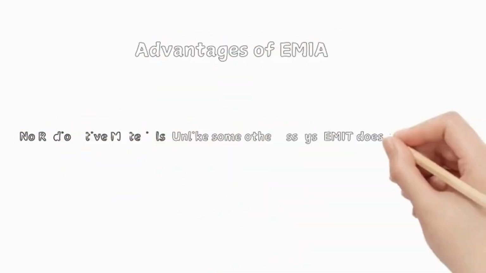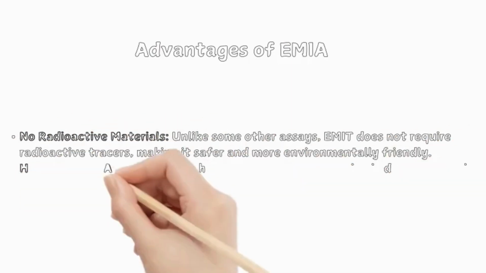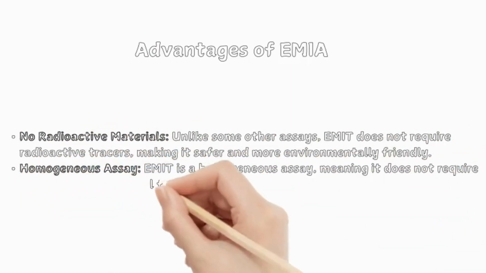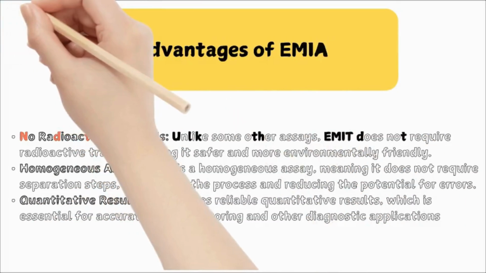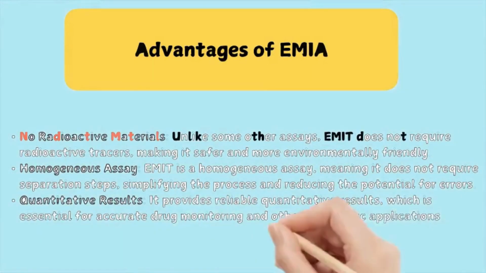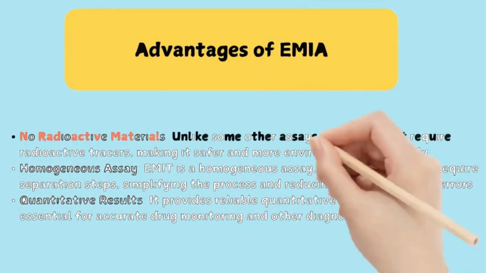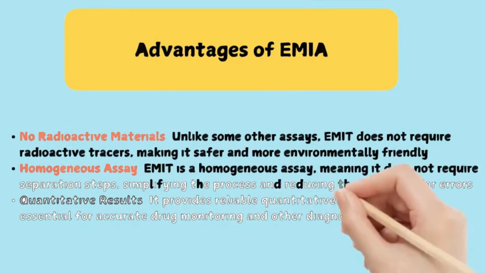Now, no radioactive materials: they use no radioactive materials in EMIA. They are homogeneous assays, and they are quantitative homogeneous assays which give us quantitative results as well. These were the advantages that we discussed.